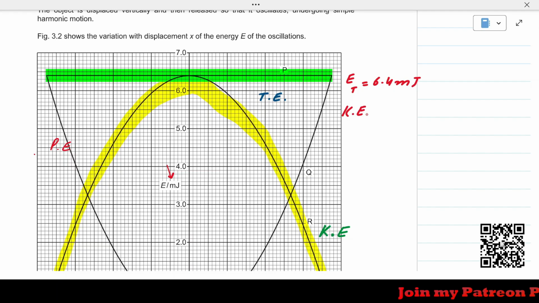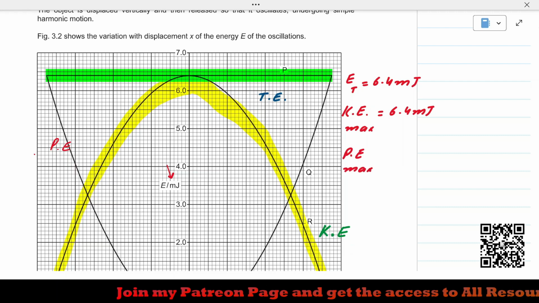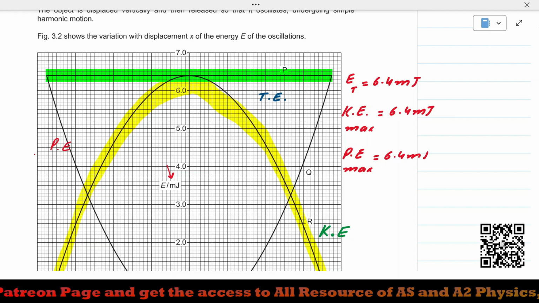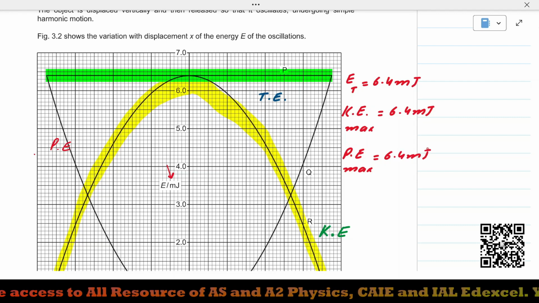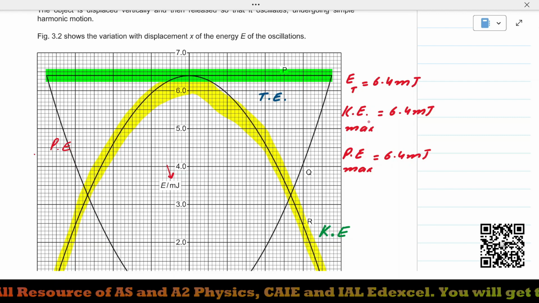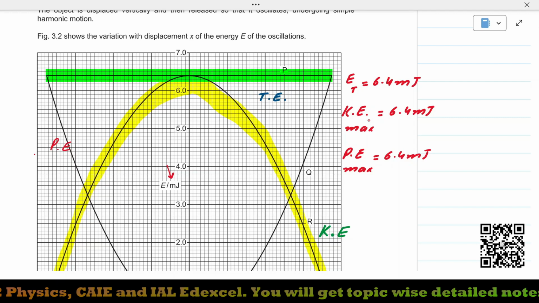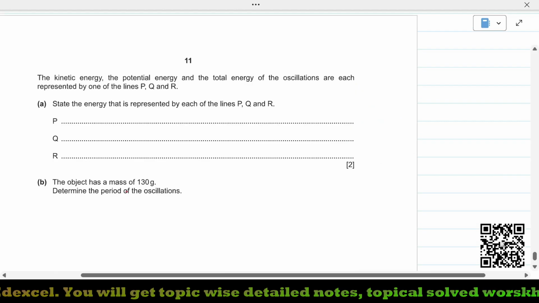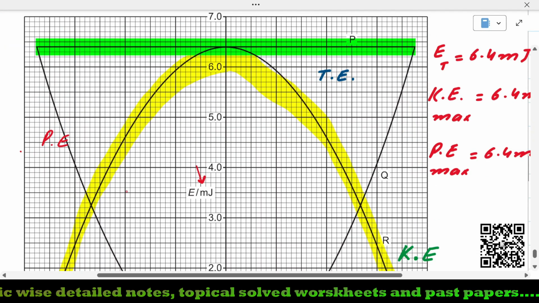So this is 6.4 millijoules. What could the maximum kinetic energy be? Any idea? And maximum potential? Because the maximum kinetic or the maximum potential can never exceed the total energy. The only difference is maximum kinetic would be at the mean position, but the potential would be maximum at the extreme positions. So we did not even read the graph, read the questions.